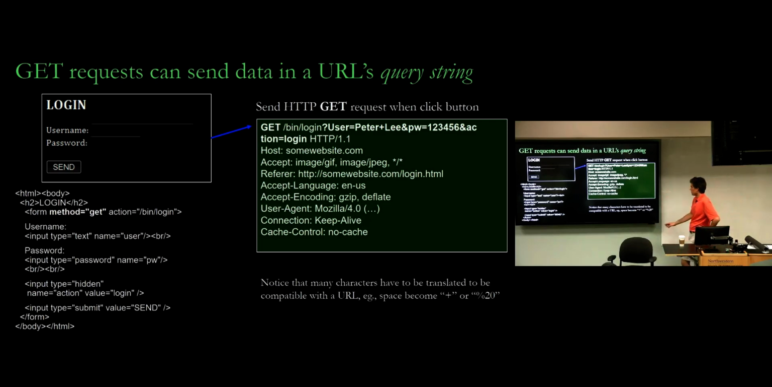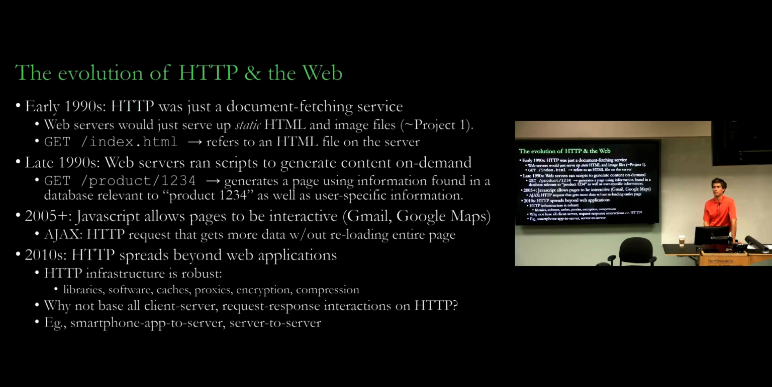And notice that some of the characters are translated when they're encoded. So for example, Peter Lee, there was a space between Peter and Lee, and that got turned into a plus because URLs can't have spaces in them. And there's certain rules for translating characters that cannot appear in URLs when you're URL encoding them. Okay. All right. So HTTP has evolved for the past 30 years.